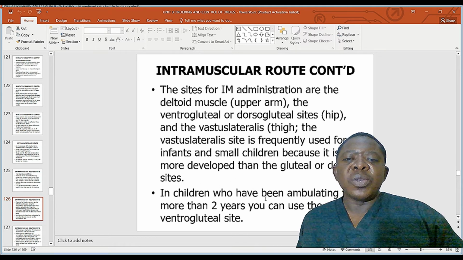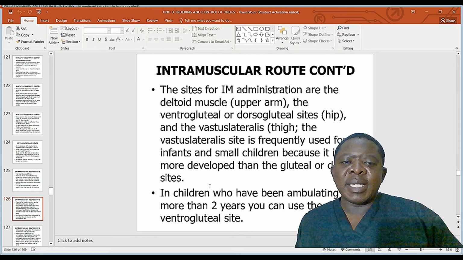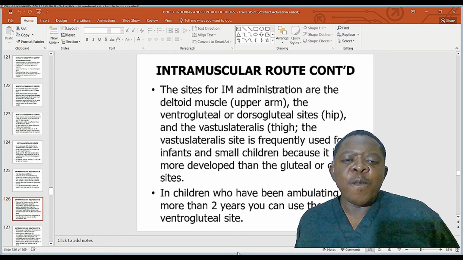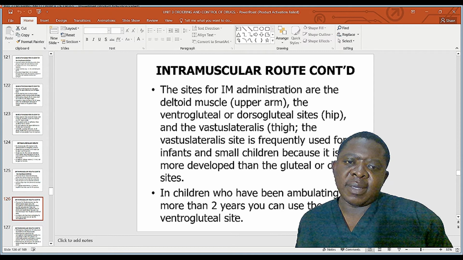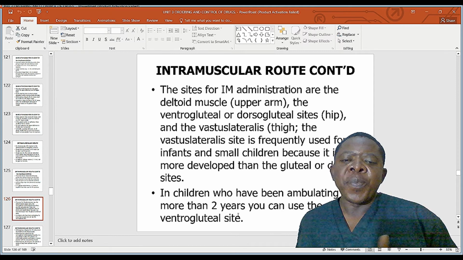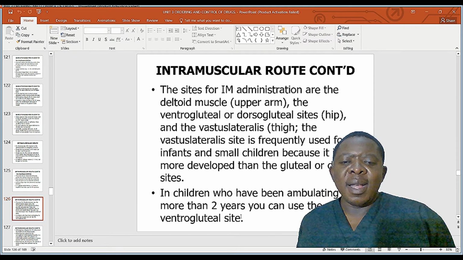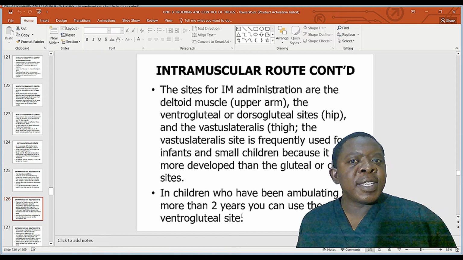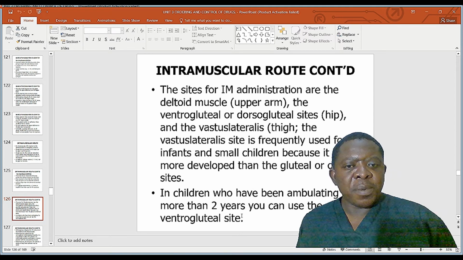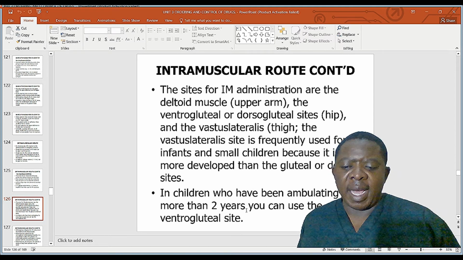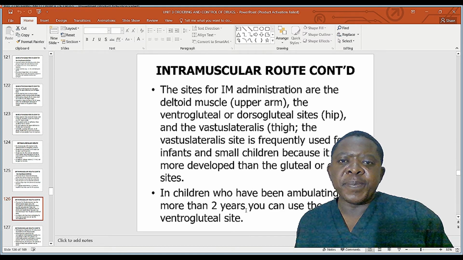In children who have been ambulating for more than 2 years, you can use the ventrogluteal sites. So children more than 2 years, you can use the gluteal muscle. Less than 2 years, the site is not well developed. So mostly we use the thigh. That's why even for vaccines, you find that they use the thigh.